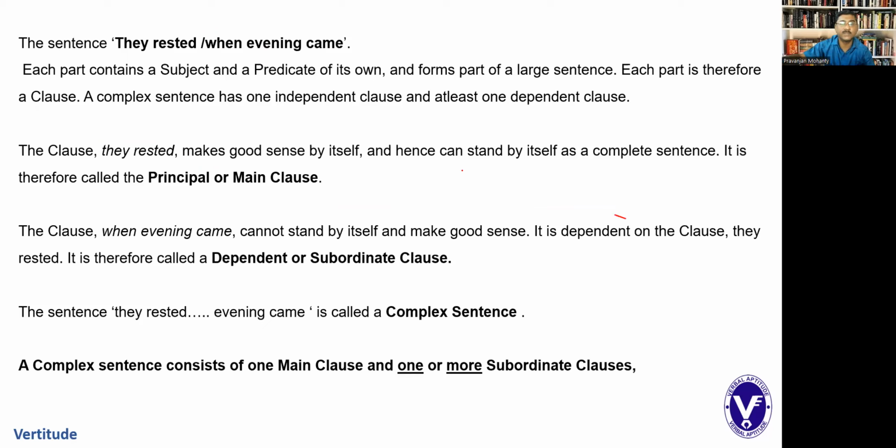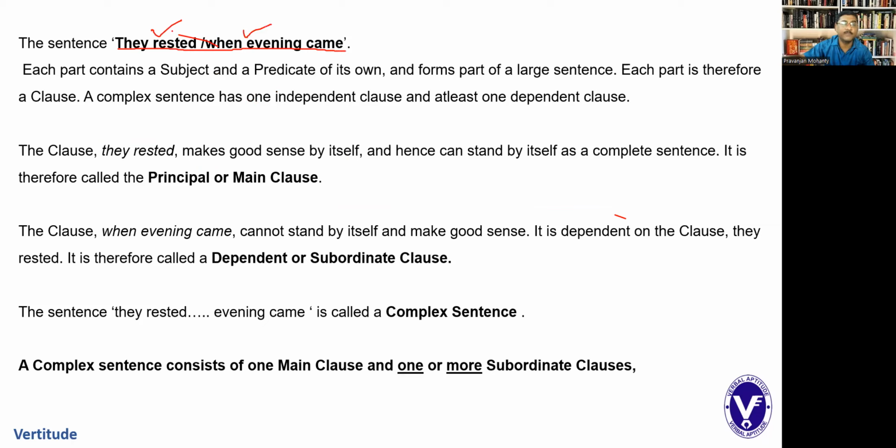The next sentence, let's look at the next one. They rested for a while. They rested when evening came. Right, so this is a complete sentence. This has two parts, I just put a slash. They rested is one. When evening came.